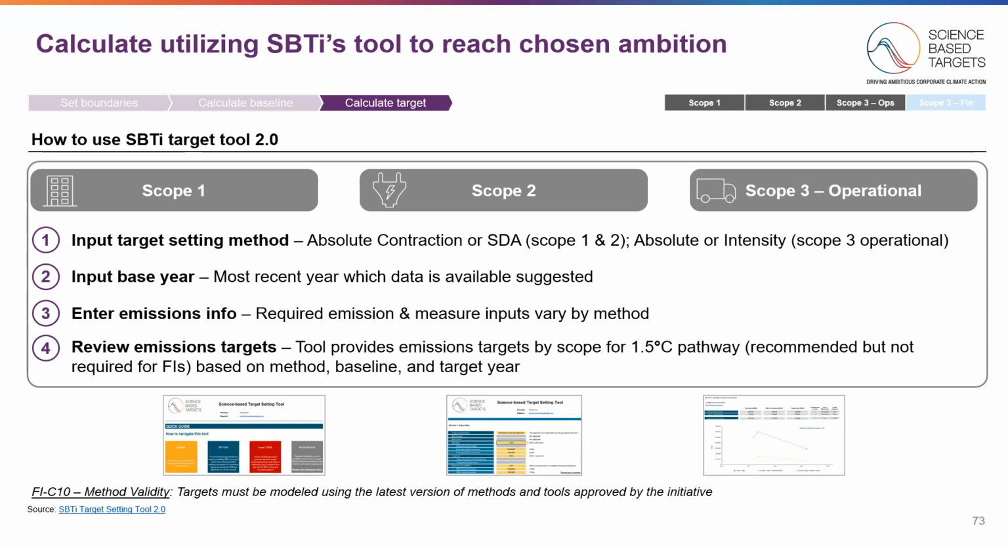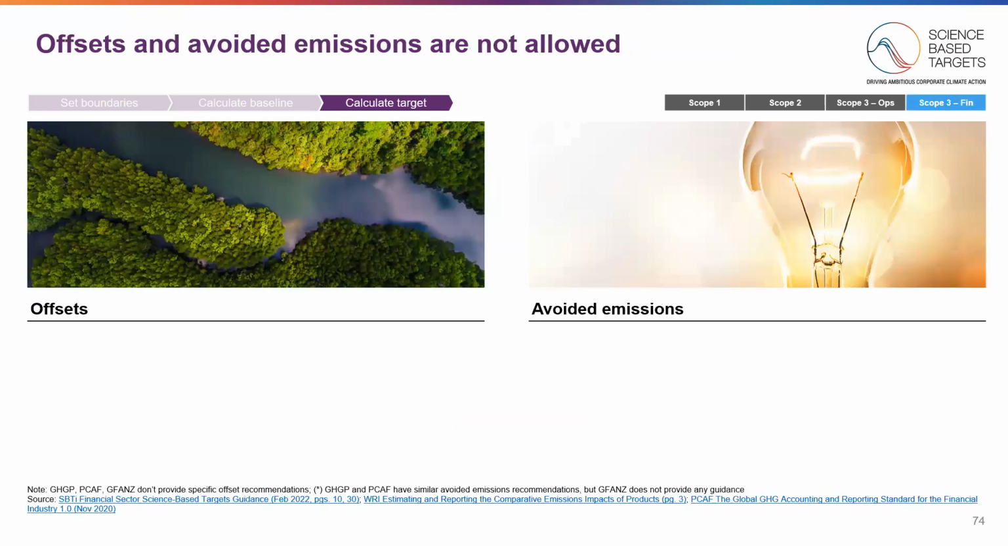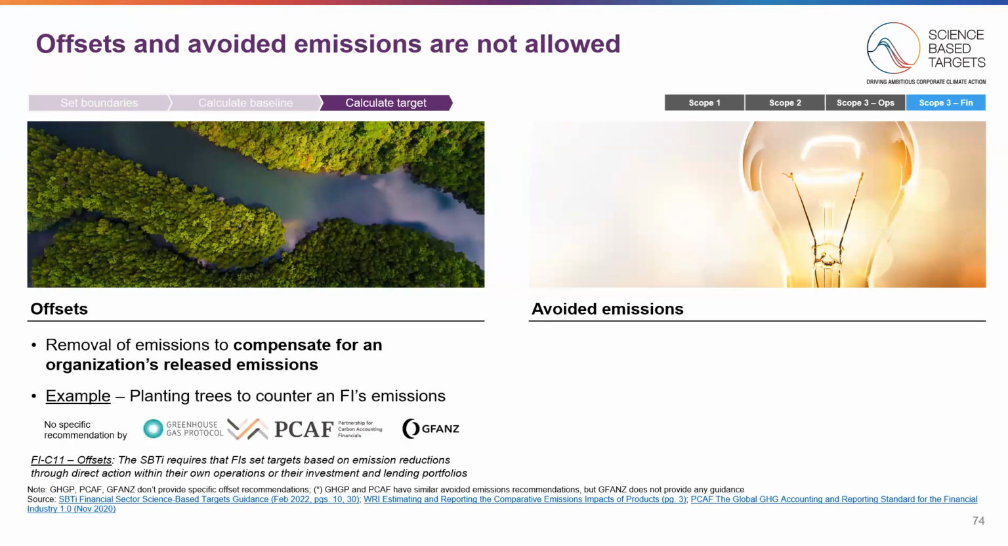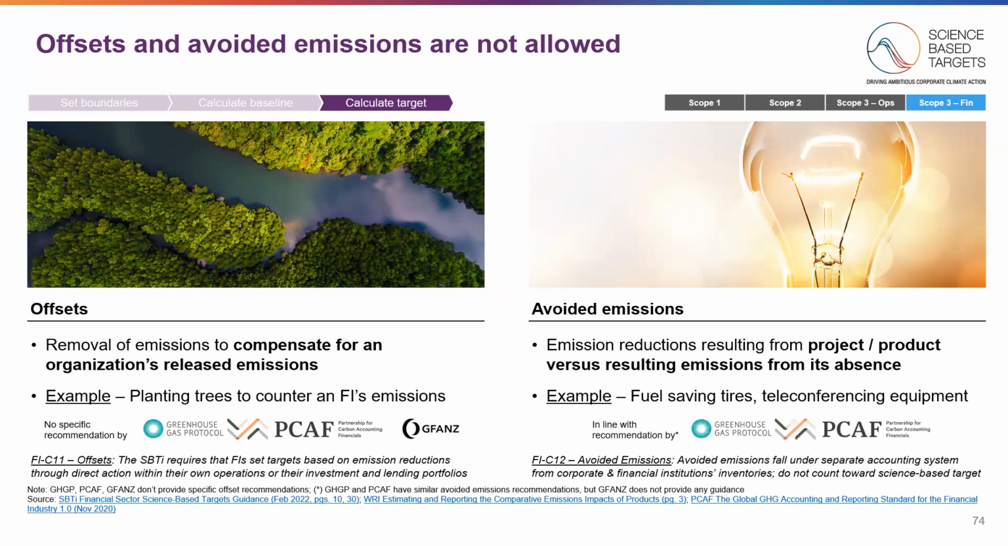There are a few important things to note as you're setting your targets. For example, it's important to remember for setting any of your scope targets that offsets and avoided emissions are not allowed. Offsets are the removal of emissions made in order to compensate for other emissions. SBTI requires the reduction to come from the organization's own carbon emissions, not by offsetting it from other organizations. Similarly, avoided emissions, or emissions that were avoided because of a project or product, cannot be counted.